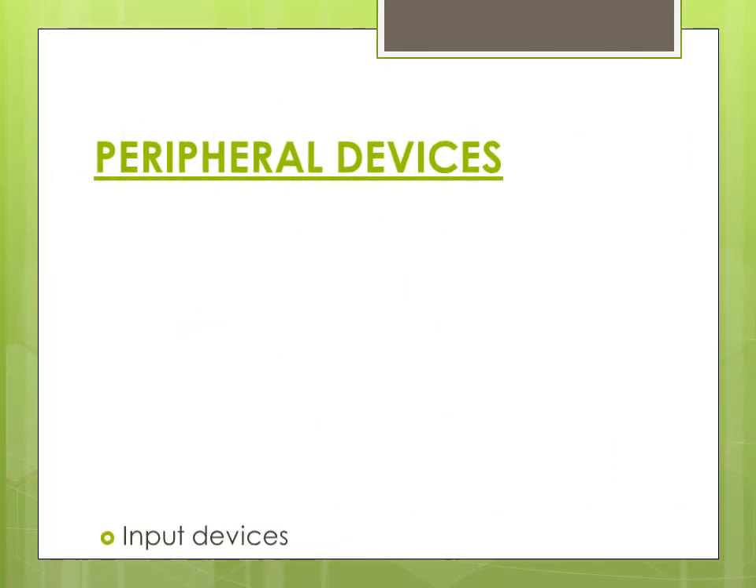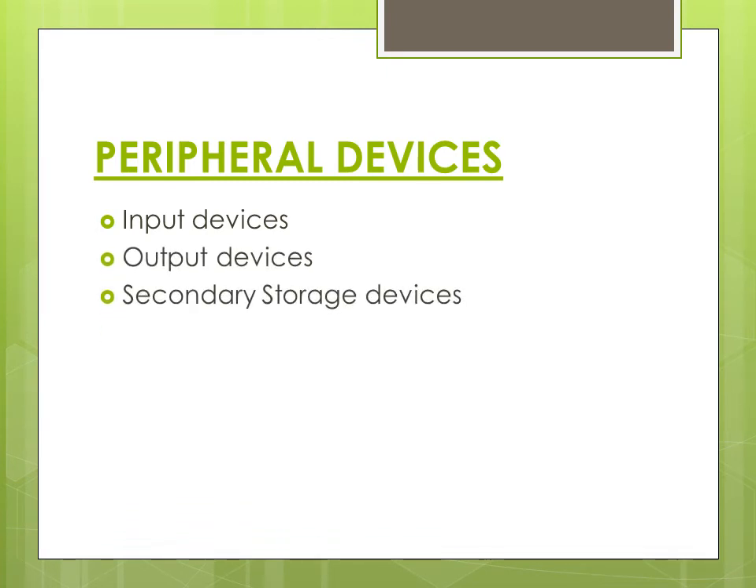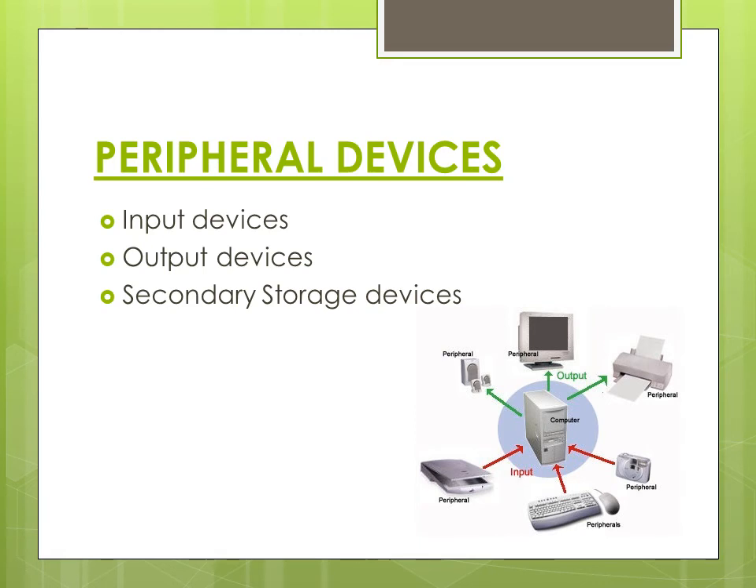What are peripheral devices? Peripheral devices include input devices, output devices, and secondary storage devices like USB and CD-ROM, and you can see the picture of these three kinds of peripheral devices. Input devices enter input into the computer. Output devices take the input, process it, and then give it as output. Secondary storage devices are, you can say, USB, and at the same time CD-ROM and DVD-ROM.